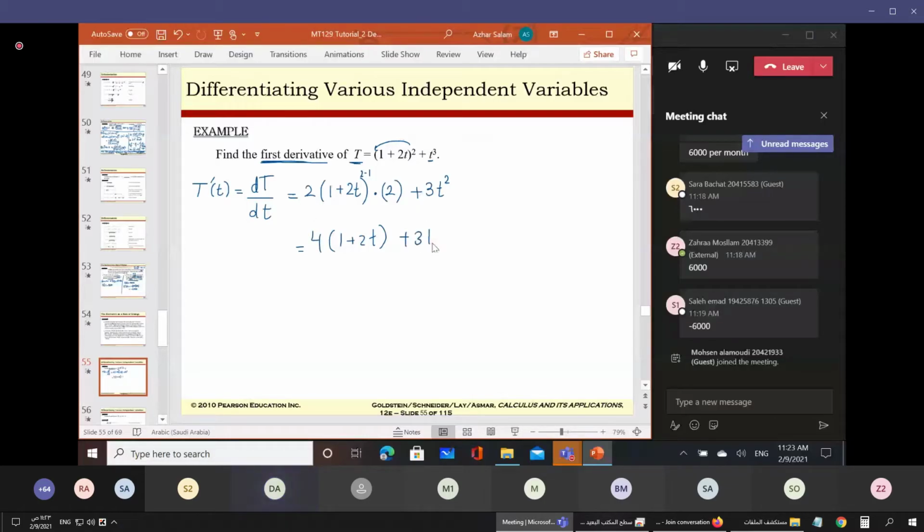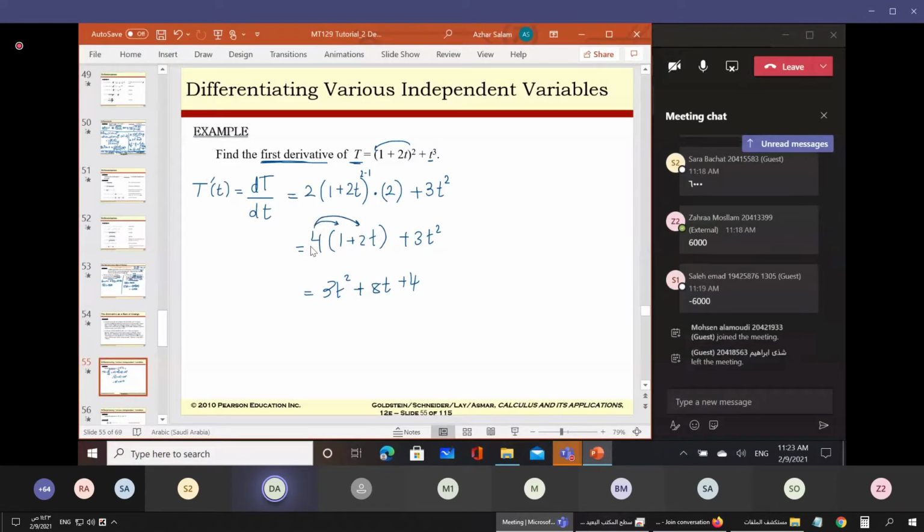Plus 3t squared. I can just arrange this polynomial: 3t squared plus 8t plus 4. I just distribute 4 inside this bracket and rearrange. This is the final answer.